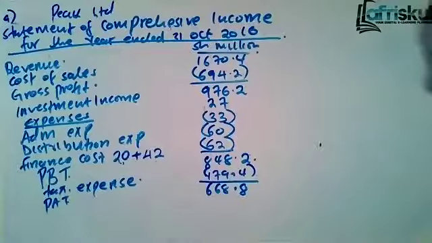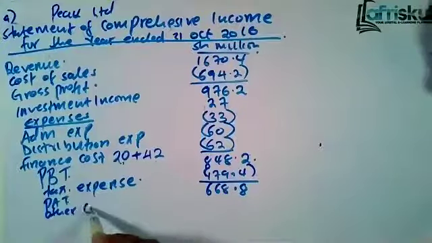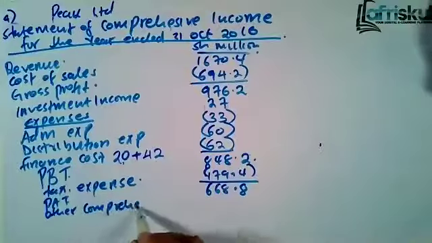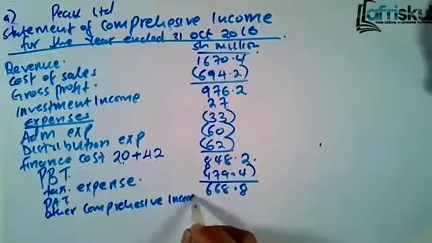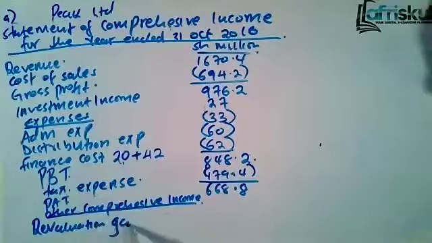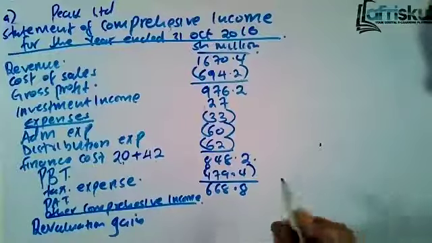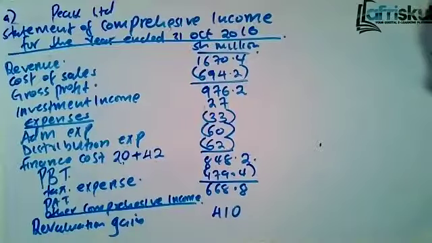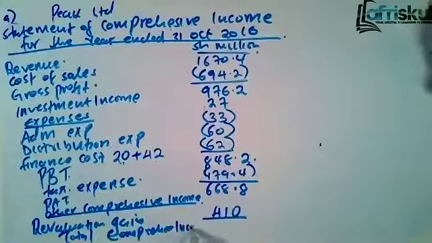After you get the profit after tax, now you can add other comprehensive income. To other comprehensive income, remember we had a revaluation gain. We had a revaluation gain on both land and building, and we had a total revaluation gain of 410. Then you can get the total comprehensive income, and you get an amount of 1078.8. So you can screenshot that.